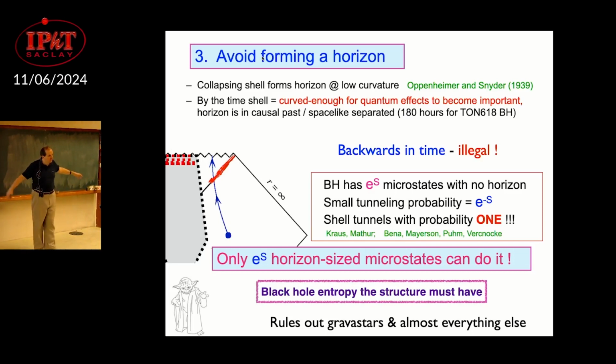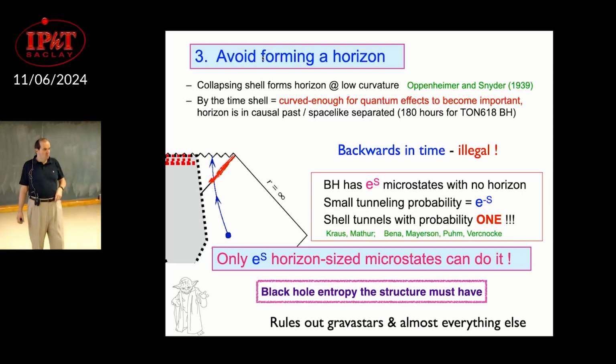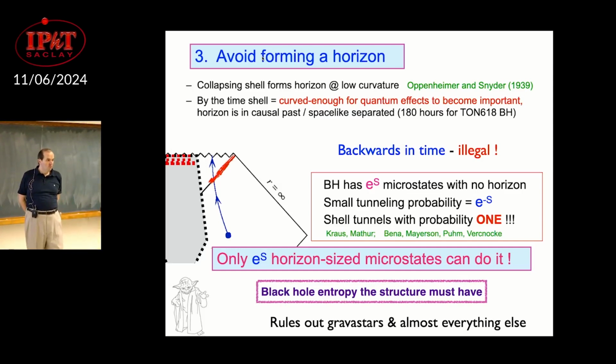Yes, I mean. So this argument seems a bit circular, that if you have e to the S microstates that are available at the horizon, then you can tunnel into them. Yes. You need the matrix elements for the tunneling to be big enough.